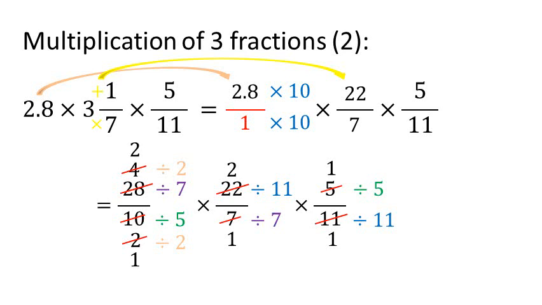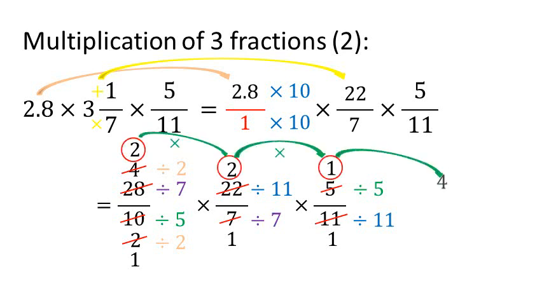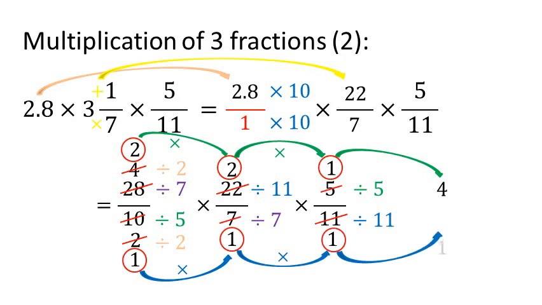Now multiply the numerators. 2 times 2 times 1 to get 4. And the denominators 1 times 1 times 1, which is 1. So we have 4 over 1, which is just 4. So the final answer is 4.